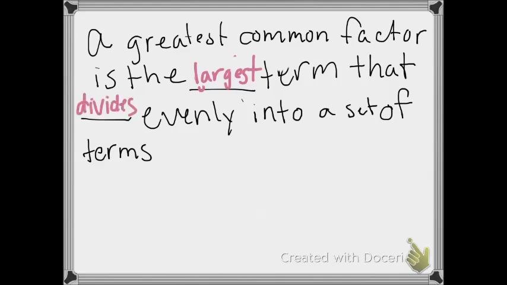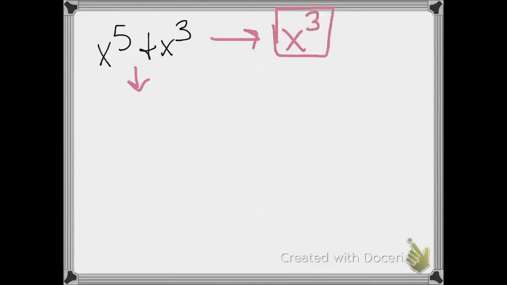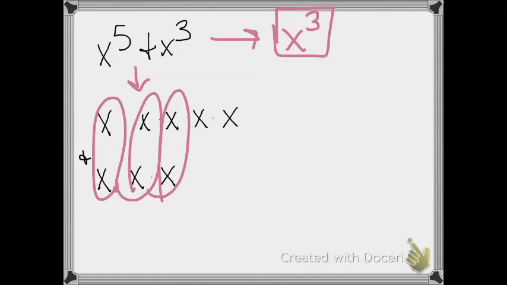And you did this a long time ago when you were in probably 5th, 6th grade when you were first learning how to multiply and divide. So this is going to be the biggest number that I can take out. The biggest number that I can take out of x to the 5th and x to the 3rd is going to be x to the 3rd, because x to the third has 3 x's and x to the fifth has 3 x's that I can take out. And there'll be some leftovers, and that's okay. You're just looking at the biggest number that you can possibly take out, leaving behind any leftovers.